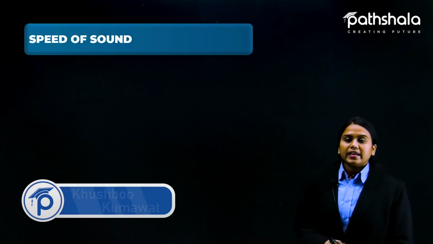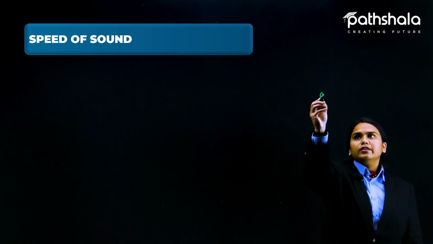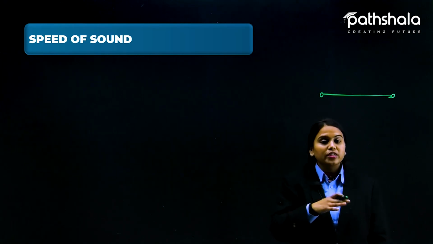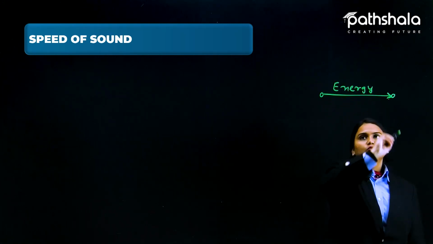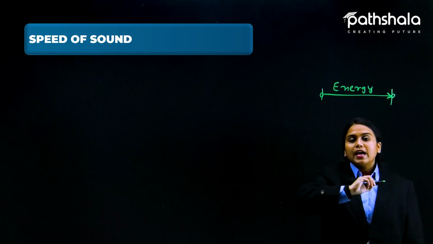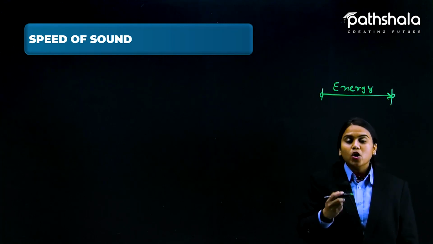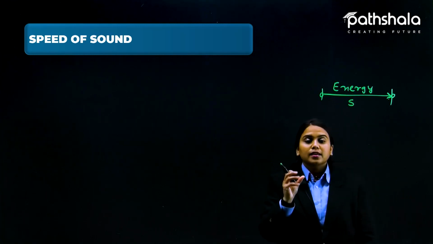Students, our next topic is speed of sound. Now you know that sound is traveling from one point to another point, like from here to here. It is covering a certain distance. Sound is a kind of energy, and the energy is moving from one place to another, and it is moving with a certain speed. How? Because it covers a distance, and that distance again takes a certain time.